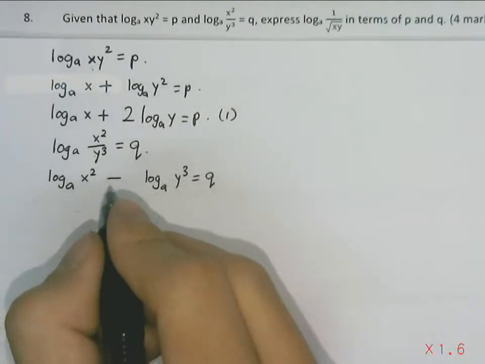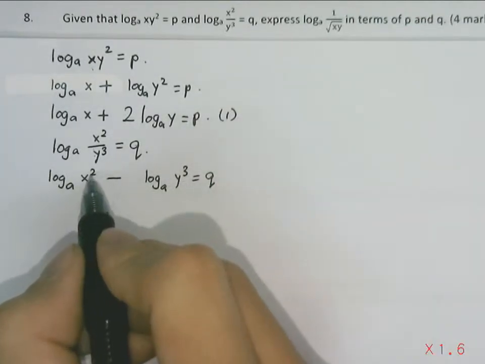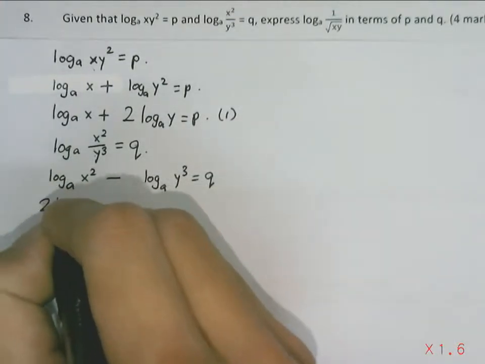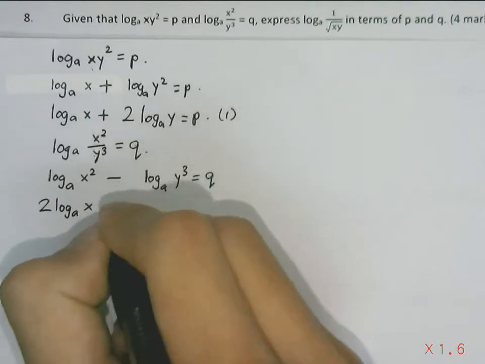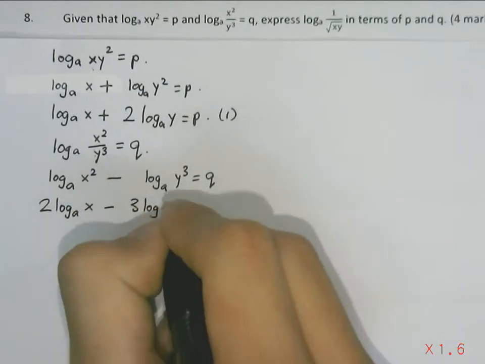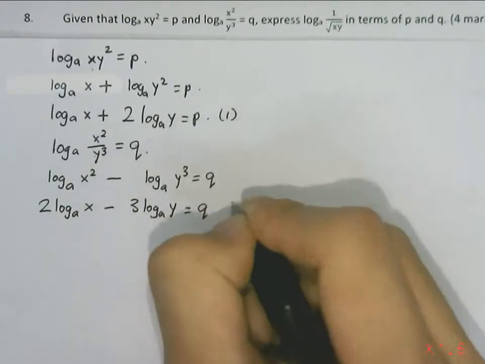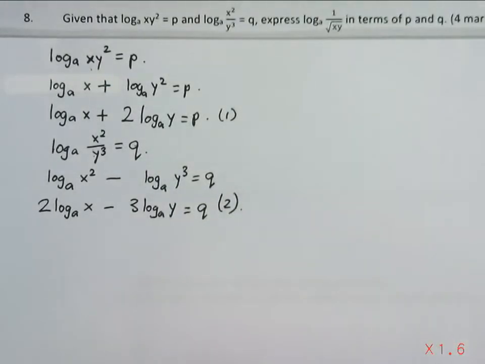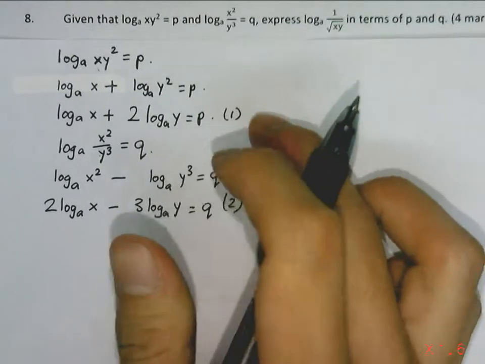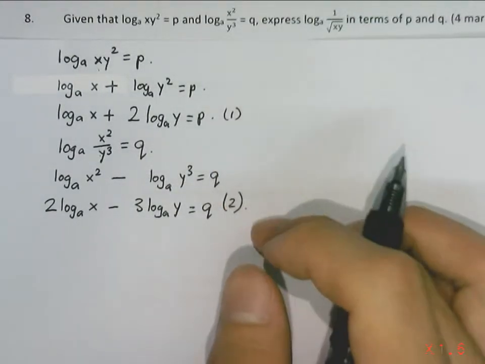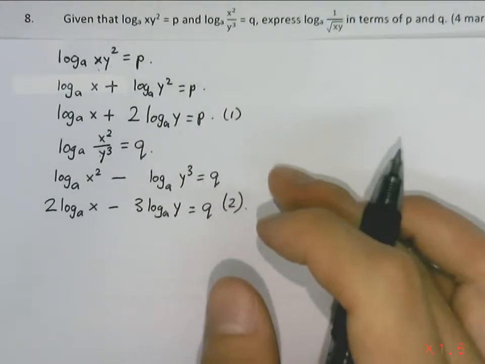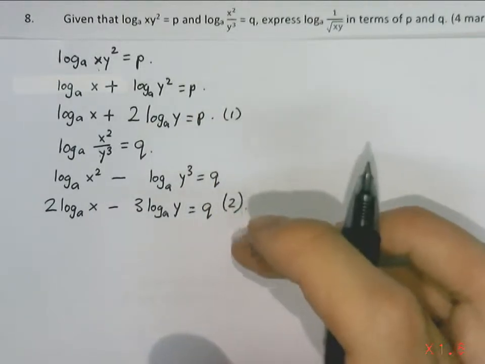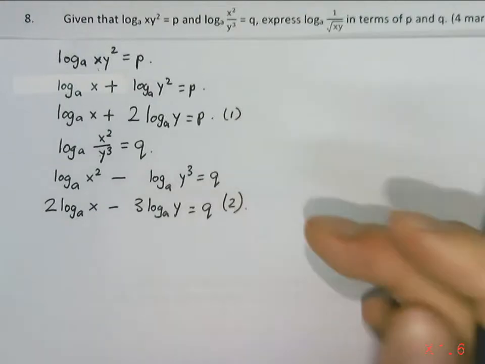So bring down the powers, the index here, 2 for the x squared and 3 for the y cubed, bring down to multiply. So 2 log x base a minus 3 log y base a equals to q. That will be the second equation. So we can do simultaneous on these two equations to simplify log y base a and log x base a terms in terms of p and q.